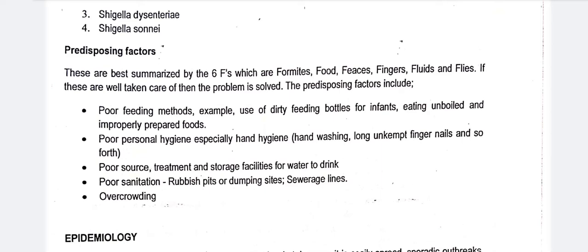Roasted, eaten. So food contaminated. The other F is feces. The other one is the fingers. Fingers: untrimmed, your nails are longer, you cannot trim them. Fluids and flies. Okay? So if you count them, how many are they? The F's? 1, 2, 3, 4, 5, 6.